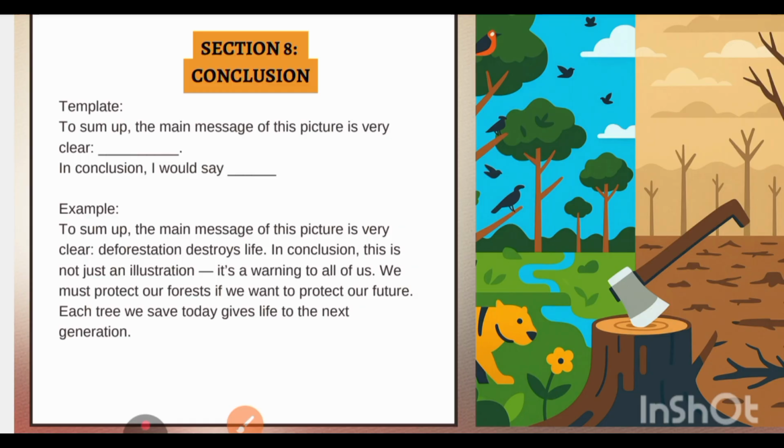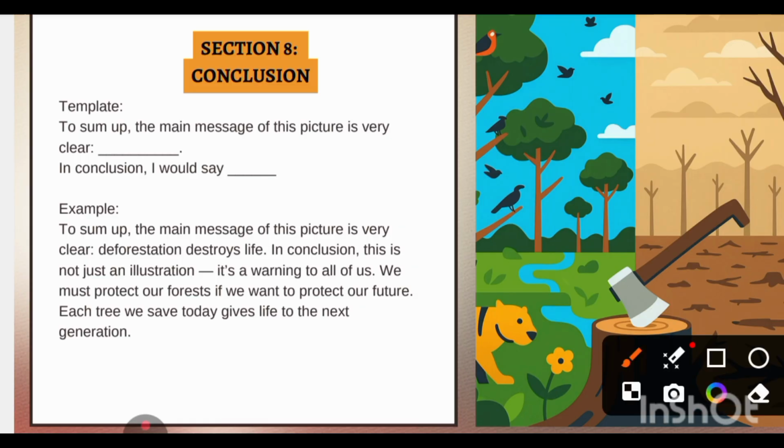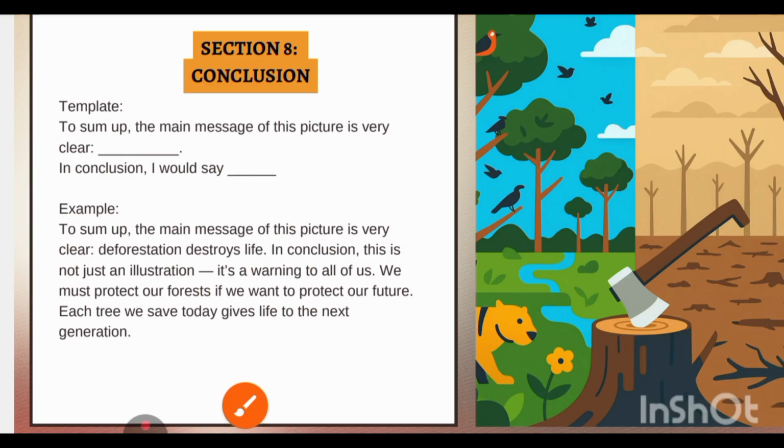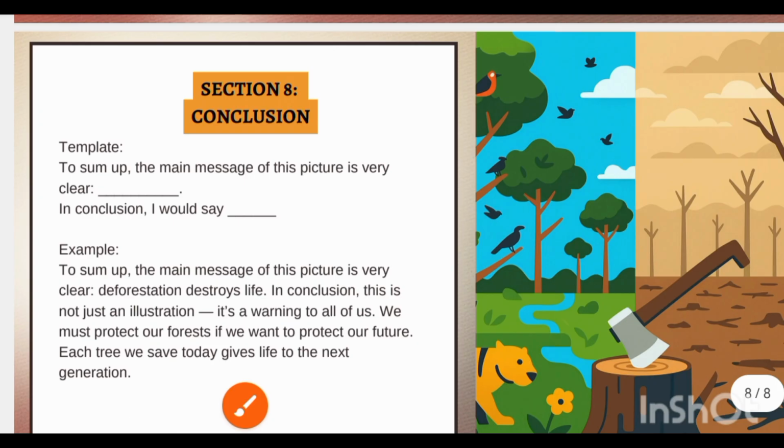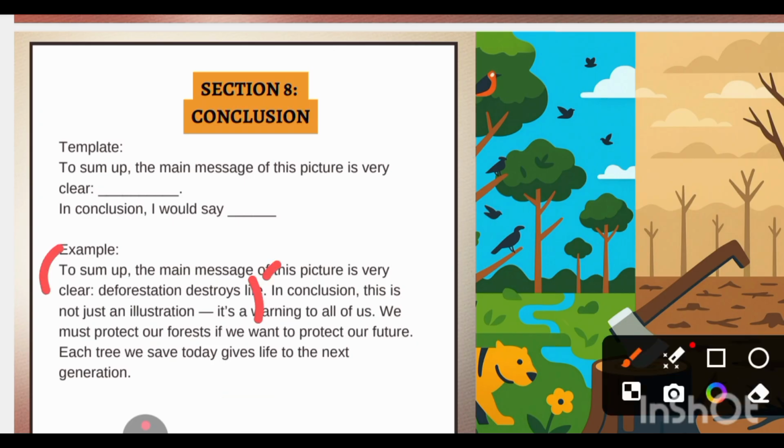I have given you options. You can either use this line to sum up, or you can use this line. You will not use these two lines together, like to sum up, in conclusion. No, you will only use one connector at a time. So you can use one line. You can either use this one, to sum up, or you can use this one, in conclusion.